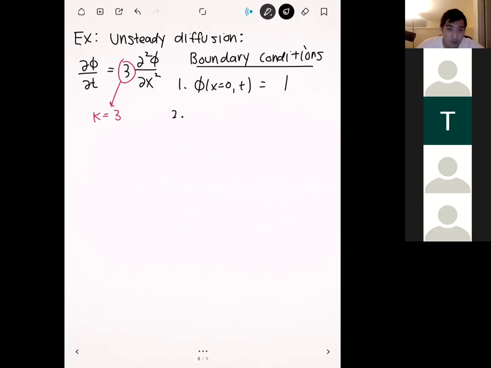On the right-hand side, we have a Neumann condition. So we have d phi dx, at x is equal to 1, comma t. Again, this boundary condition is going to be valid at all times. This is going to be equal to 2.